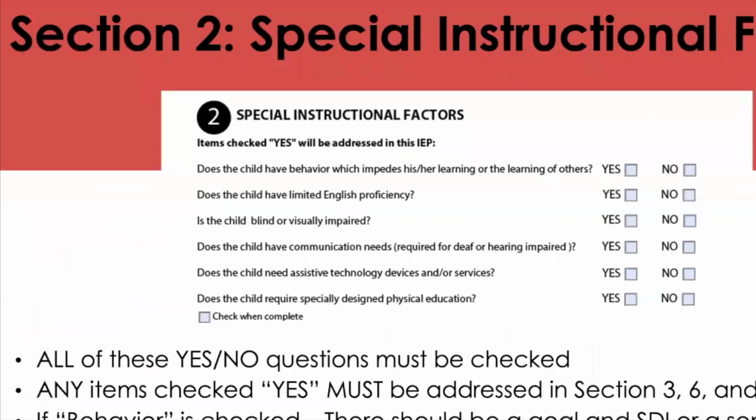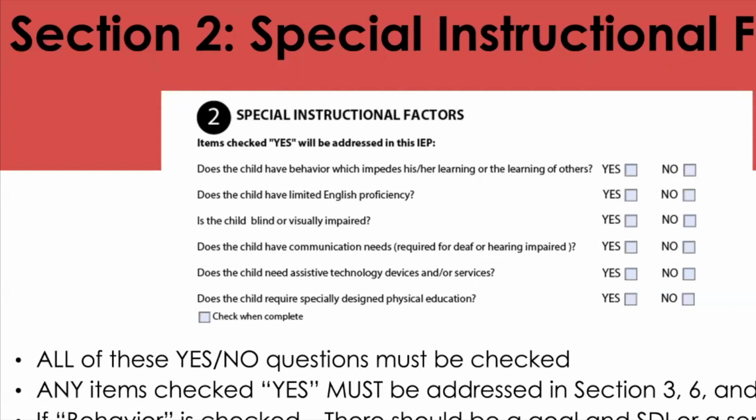Section 2 looks at those special instructional factors. Remember, all of these need to have a yes or a no. They all must be checked. Any item that is checked yes must be addressed in sections 3, 6, and/or 7.